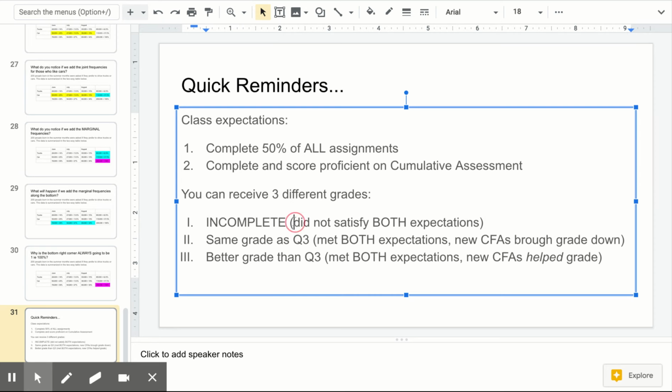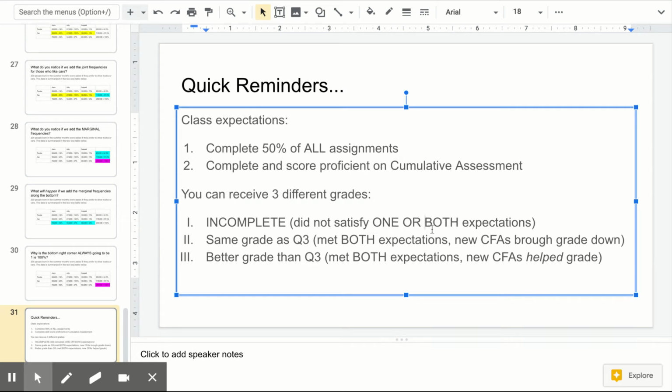You can get an incomplete in three-ish ways. You can get an incomplete if you do not meet this expectation. You're going to get an incomplete if you do not meet this expectation. You are going to get an incomplete if you fail to meet both of these expectations. So you did not satisfy one or both of the expectations from above.